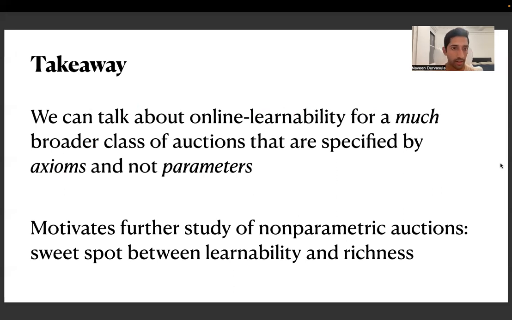But upper and lower bounds aside, the main takeaway here is that we can talk about online learnability for a much broader class of auctions that are specified by axioms or rules as opposed to parameters. So contrast, for example, the description of competitive monotone auctions, which was given by a rule on the allocation function, as opposed to, for example, the class of all auctions with individualized reserves, which are specified by the parameters, which are the individual reserves. So the ability to learn these classes motivates further study of non-parametric auctions. And we further posit that smoothness in particular is a good sweet spot between learnability and richness.